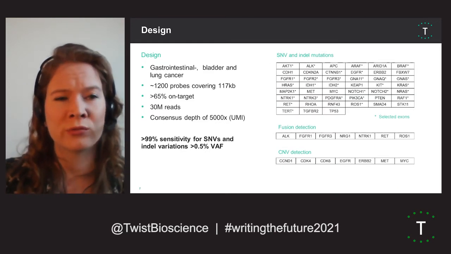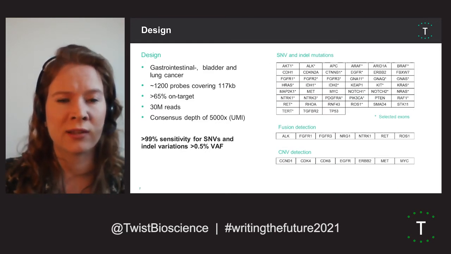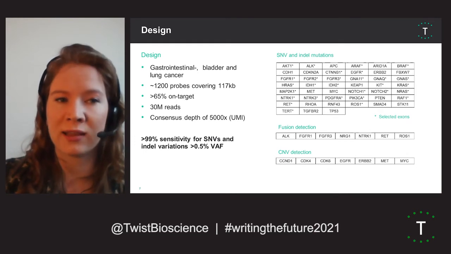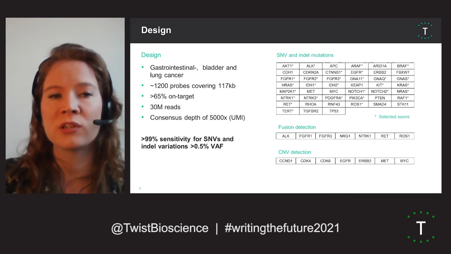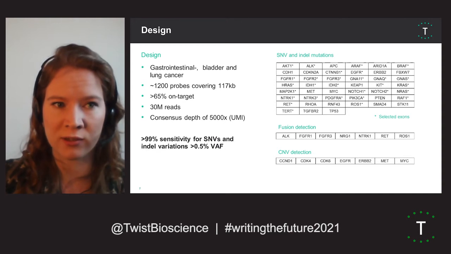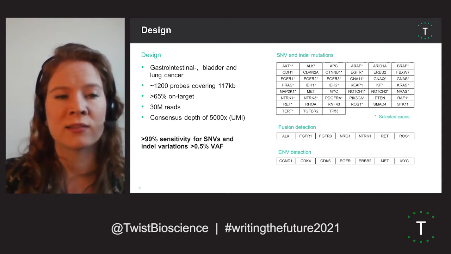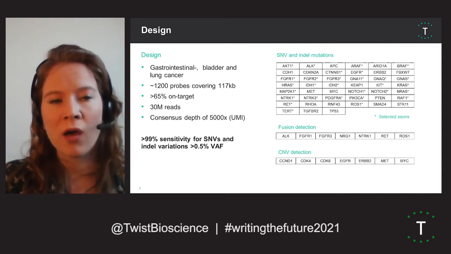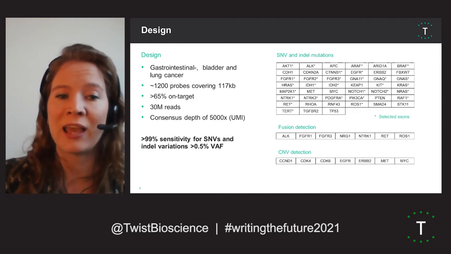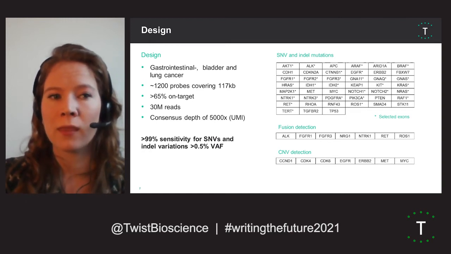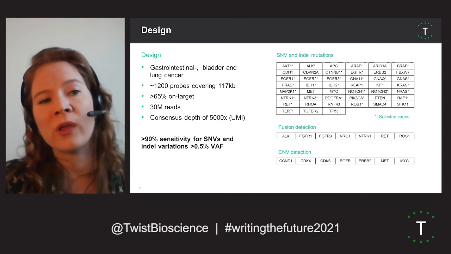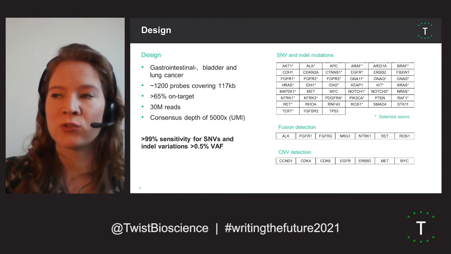The panel that we designed is focused on gastrointestinal, bladder, and lung cancer, focusing on all the different regions that we know are clinically relevant. This ends up with over 1,200 probes, covering a 117 kb region. In total, at the moment, we have over 65% on-target rate.